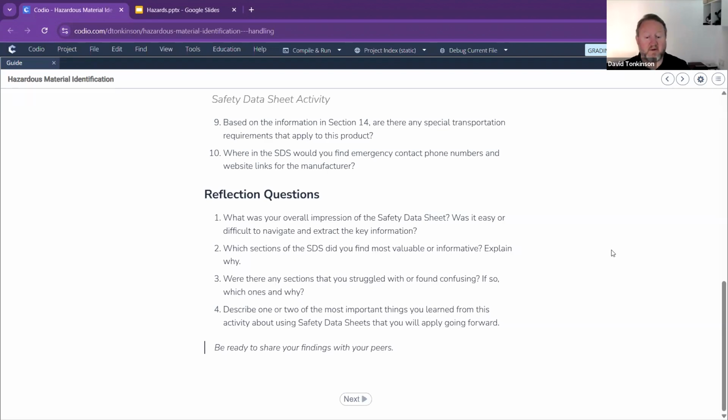Okay, so that brings us to the next one. Which section of the SDS did you find the most valuable or informative, and explain why? Dylan works in a hazmat fulfillment center, and it is very informative and easy. Yeah, if you use it a lot, you're familiar with it. It's really easy to pick up and use. If it's your first time using it, you're likely to struggle with it.